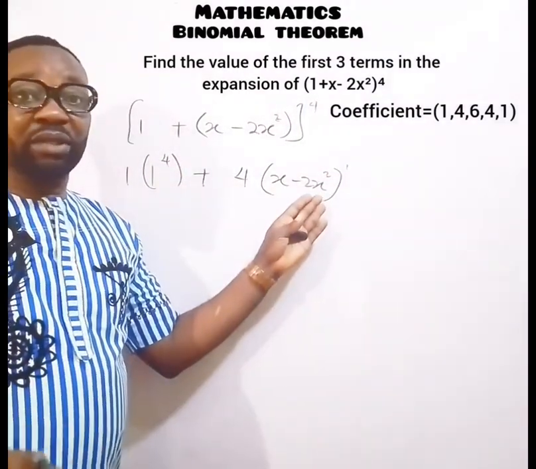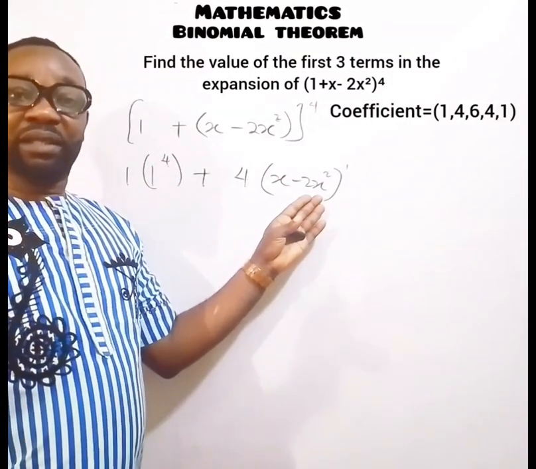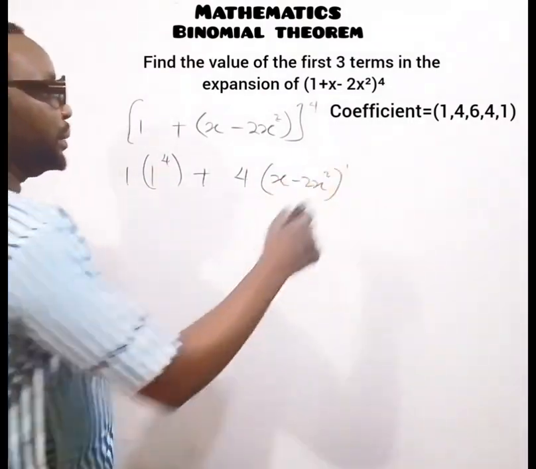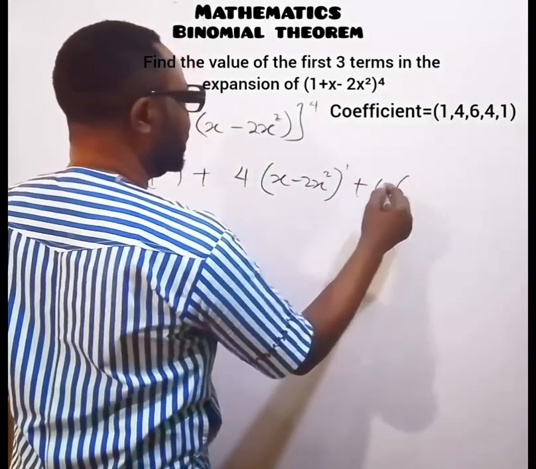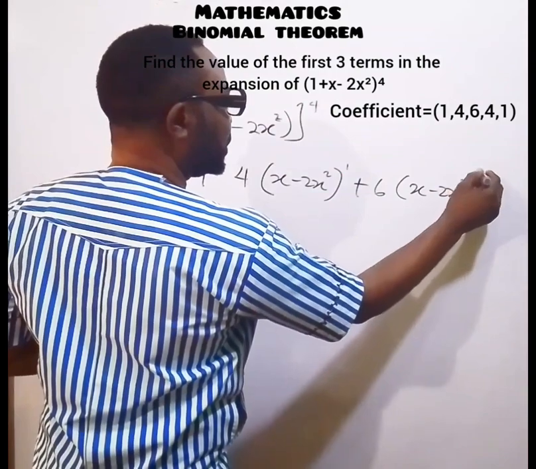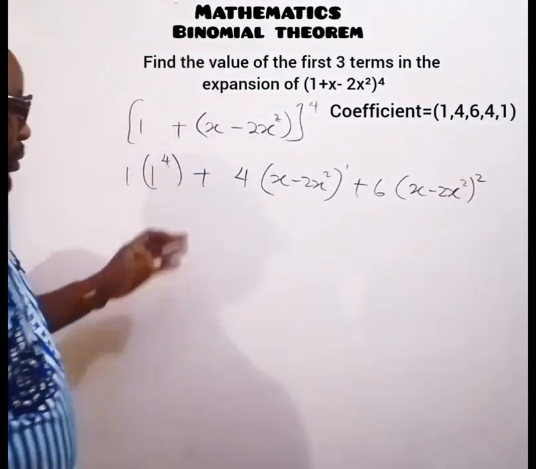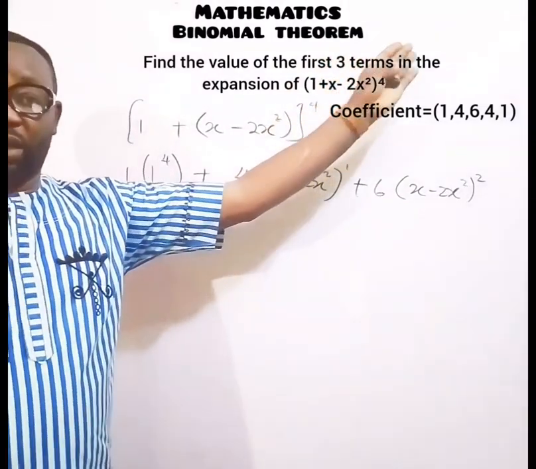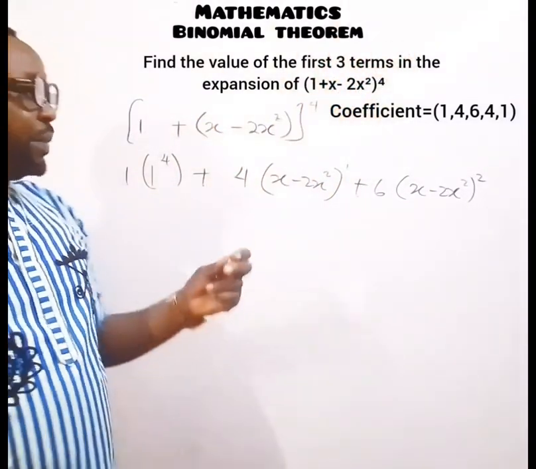Don't forget that the second term will be increasing in ascending order. It will be going up in the power like that. Plus 6 into x minus 2x raised to the power of 2, raised to the power of 2 here. Now let me stop here. Don't forget that we are having 4 and 1 left behind now.